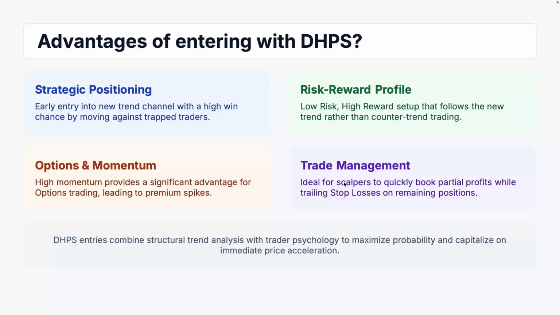It is ideal for scalpers to quickly book partial profit while trailing stop losses on remaining positions. Okay, the double high probability setup entry combines structural trend analysis with trader psychology to maximize probability and capitalize on immediate price acceleration.